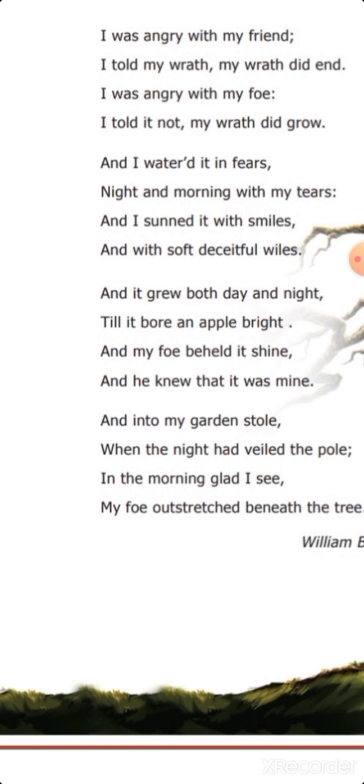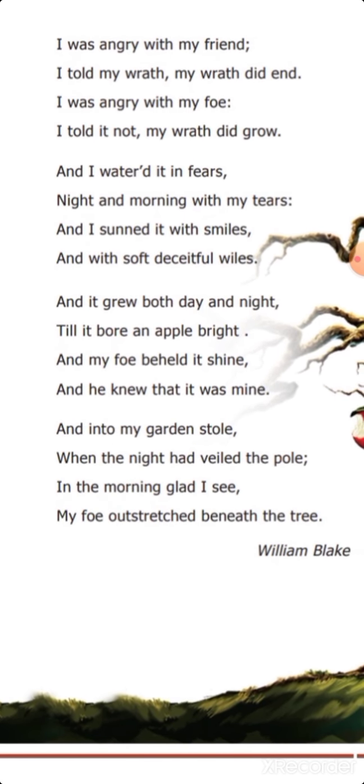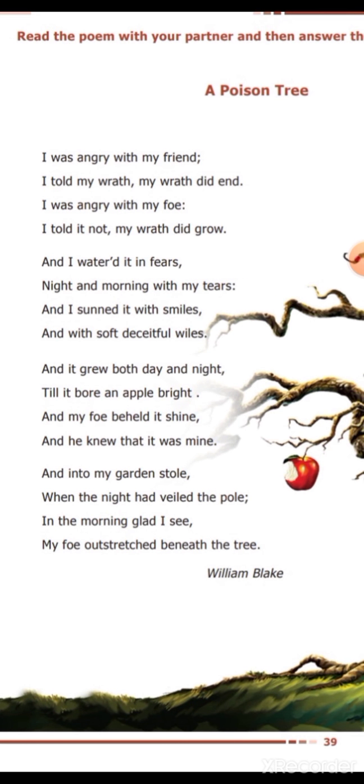Okay, so you have personification, and day and night as oxymoron or paradox, that's all. And rhyming words you have: friend, end, foe, grow, so AABB, that is the rhyming scheme. Rhyming words are friend, end, foe, grow. In the second stanza, fears, tears are rhyming words, smiles, wiles are rhyming words. So the whole poem contains the same rhyme scheme, that is AABB, for the whole poem. You all understood, children? This is a very simple poem.